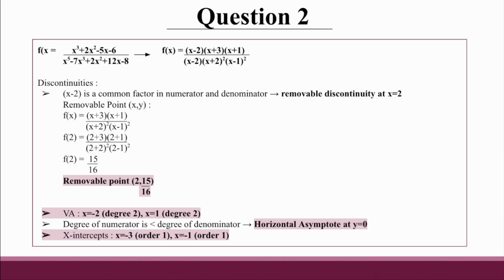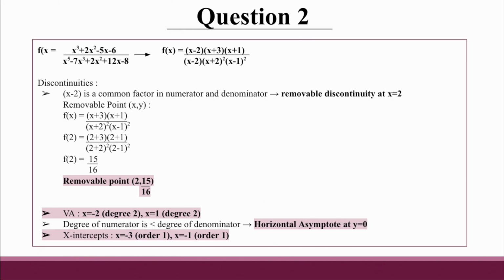Now let's take a look at the denominator for the vertical asymptotes. After canceling out the common factor, we can see the 0 of x plus 2 squared is -2, and the 0 of x minus 1 squared is 1. Therefore, there are 2 vertical asymptotes at x equals -2 and 1. We can also see that there is a horizontal asymptote at y equals 0 because the degree of the numerator, which is 3, is less than the degree of the denominator, which is 5.